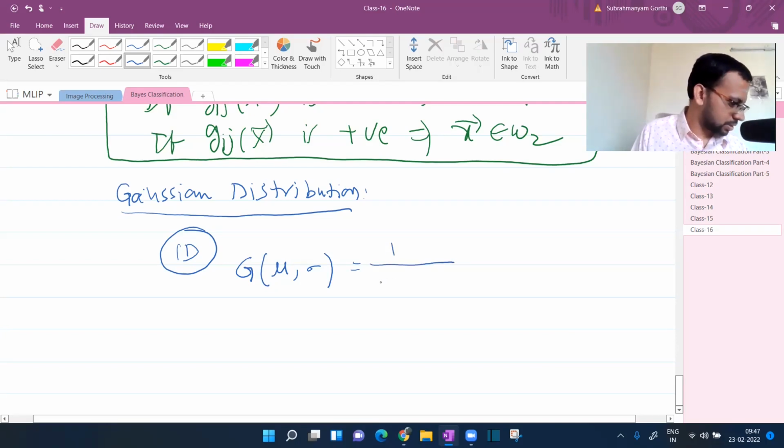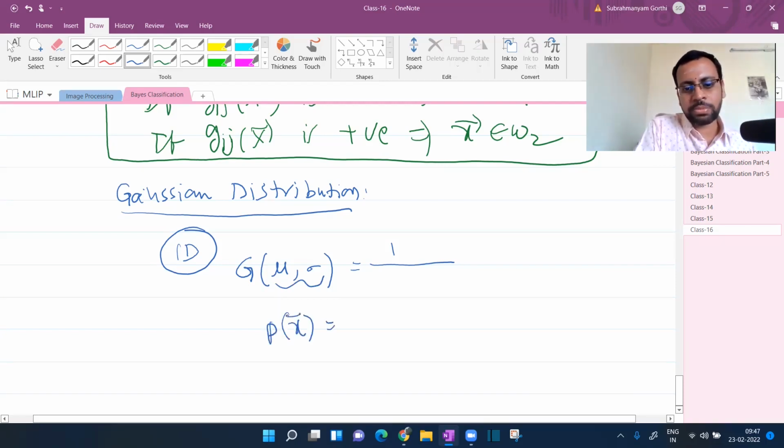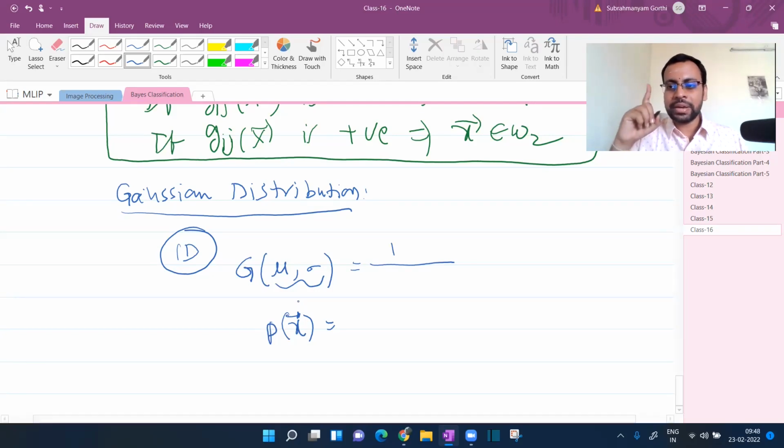How do you write this function? Given mu and sigma, let us write it as a probability density function. This Gaussian, you could use it as a probability density function, P of x bar. Right now I am considering a one-dimensional feature vector. So how do I write the 1D probability density function with mu and sigma?